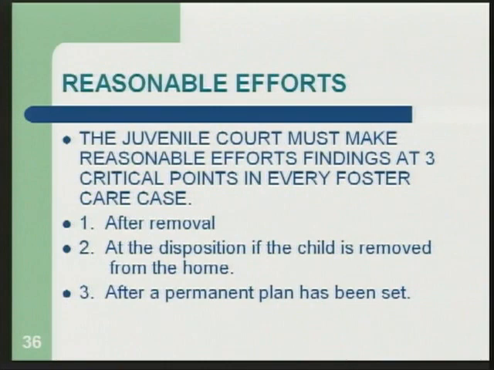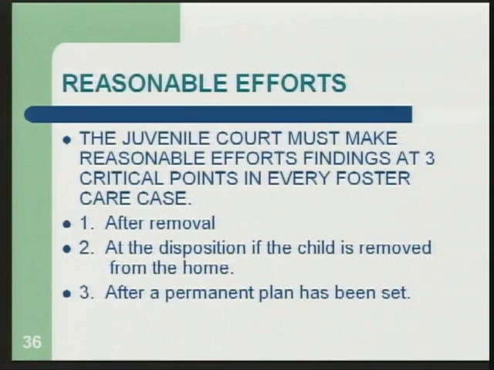The juvenile court has got to make reasonable efforts findings at three critical points. This is federal law telling us to do this. And one is, at the initial hearing, did the agency provide services that are reasonable that prevented or could have prevented the removal of the child? Pre-preventive placement services, really important. Coming back to this. At the disposition, has the agency provided such services, and is the agency providing ongoing services to permit the parents to rehabilitate and have the child return?